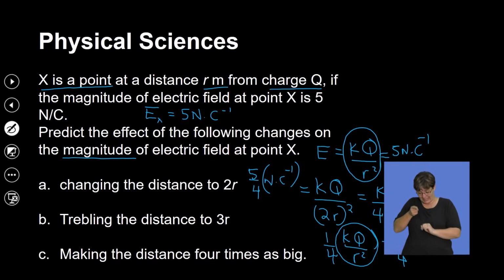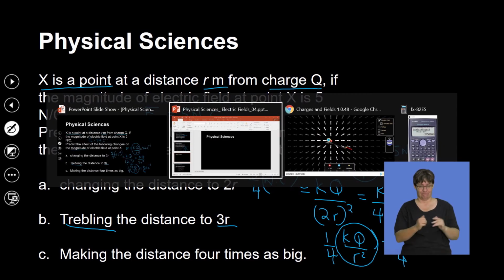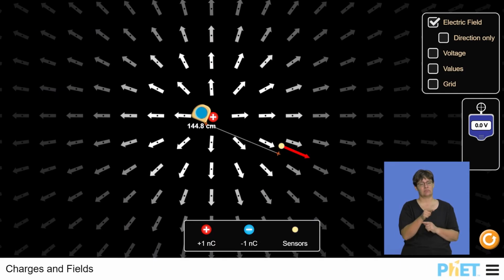Now, question B says, predict the effect of the following changes on the magnitude of electric field at point X. We are trebling the distance, so language is very important. If we treble something, it means we multiply it by 3, or it becomes 3 times as big. So if we go back to our simulation, the distance becomes greater. Instead of that 144, we make the distance 3 times as great.